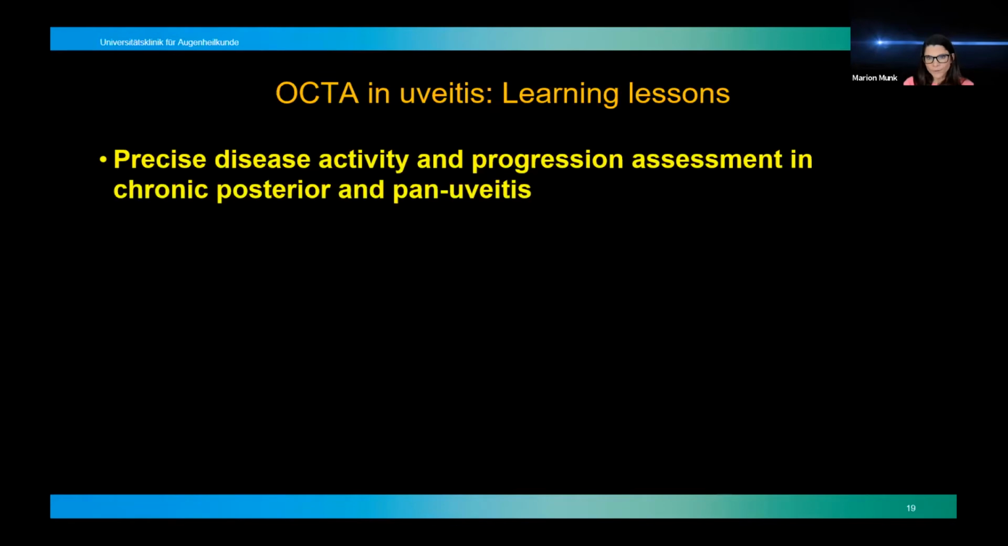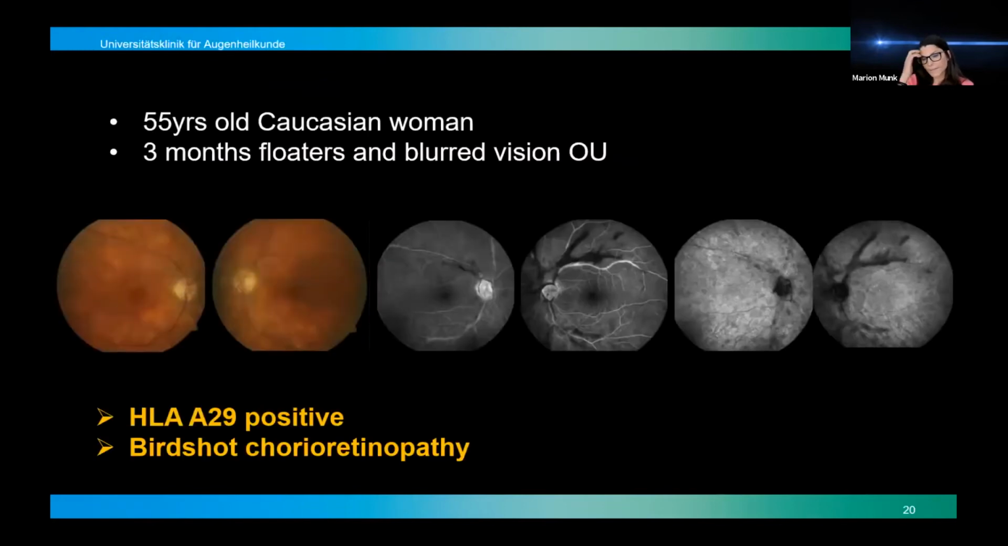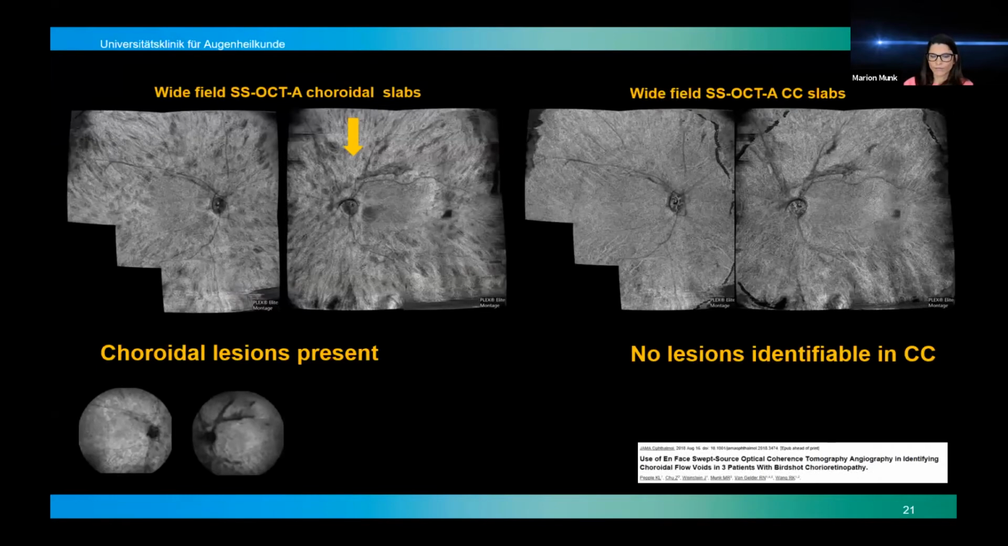OCTA can also be very, very useful and help you to really precisely assess the disease activity and progression in chronic posterior uveitis and panuveitis. This is a patient with vitreoretinochoroidopathy, a very characteristic presentation. And when you look at the ICG, you see the multiple hypofluorescent lesions. When you then compare it to the findings of the widefield swept-source OCTA, you can see in the choroidal slabs that there are flow attenuations, which correspond to the hypofluorescent lesions on ICG. But what you can see here in the OCTA, but it's not visible on the ICG, is that the choriocapillaris is still spared.